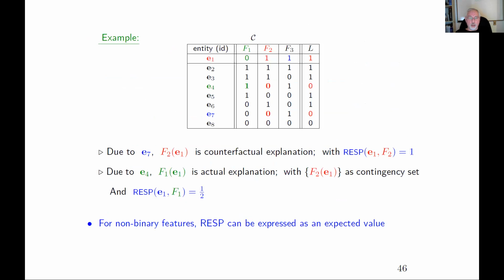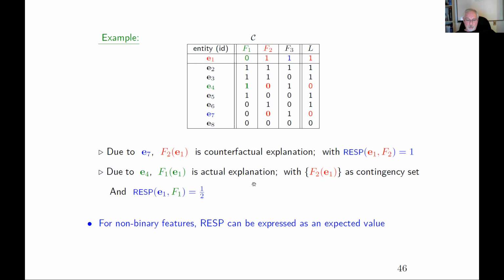And now, let me give you a very quick example here. I have this entity here. This entity gets the label 1. As you see here, if I change this 1 into 0, this feature becomes a counterfactual explanation for the label 1. And now I can concentrate on this one here, and I see this other entity where, if I change 0 into 1 and 1 into 0, I need an additional change here. So this can be seen as an actual explanation, this 0, with a contingency set that is this one that also has to be changed. Right? So the responsibility for this feature, for this entity, is going to be 1/2 because I need an extra change to switch the label.